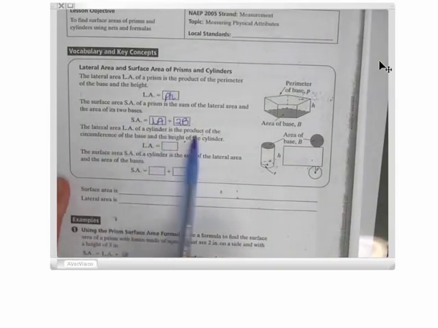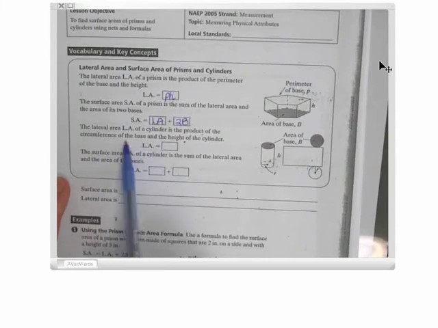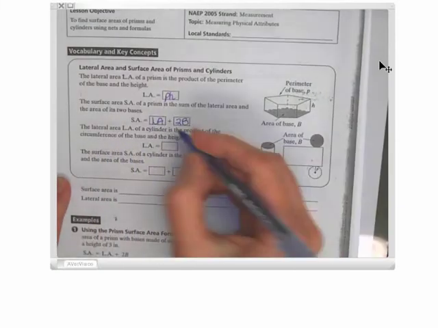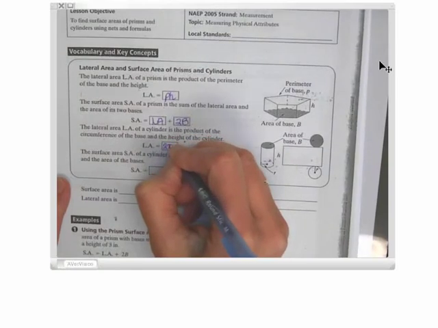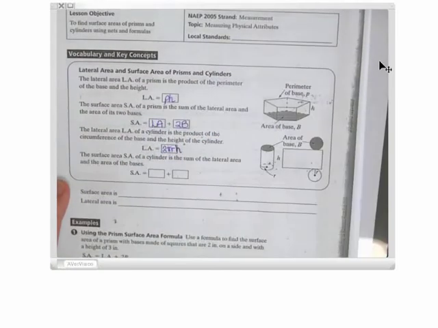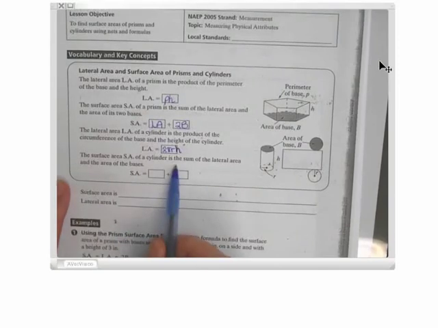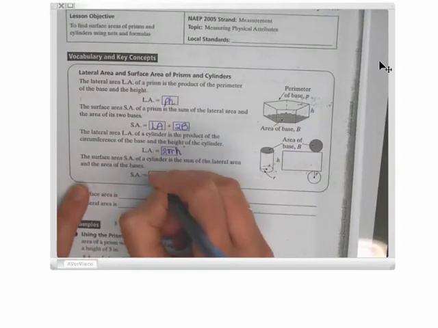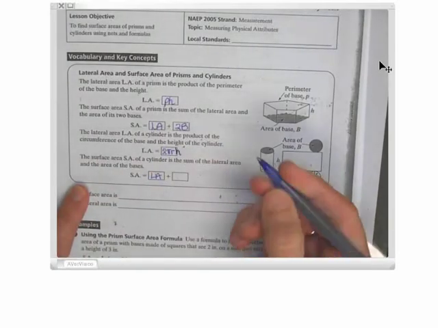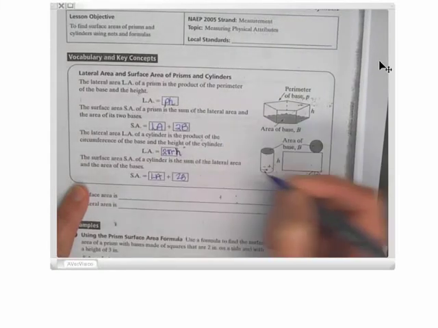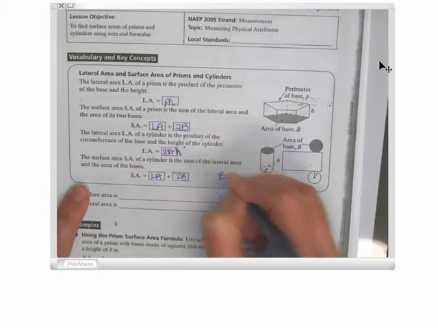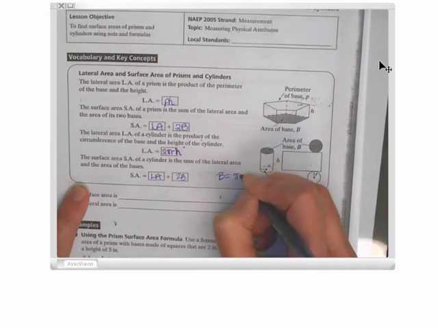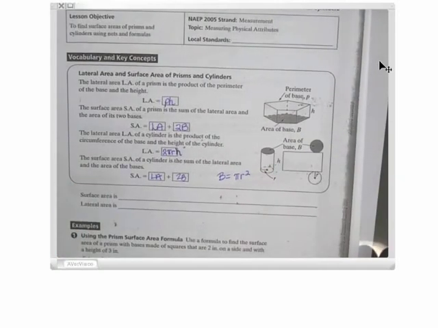Lateral area of a cylinder is the product of circumference of the base and the height of the cylinder. So that's 2 pi RH. Not a whole lot of room there. Again, 2 pi RH. You could also do circumference times height. But anyway, the surface area of a cylinder is the sum of the lateral area and the area of the bases. So again, that's 2B. Now remember, each base is a circle, and that's pi r squared. So I'm going to jot that down there for you as well.